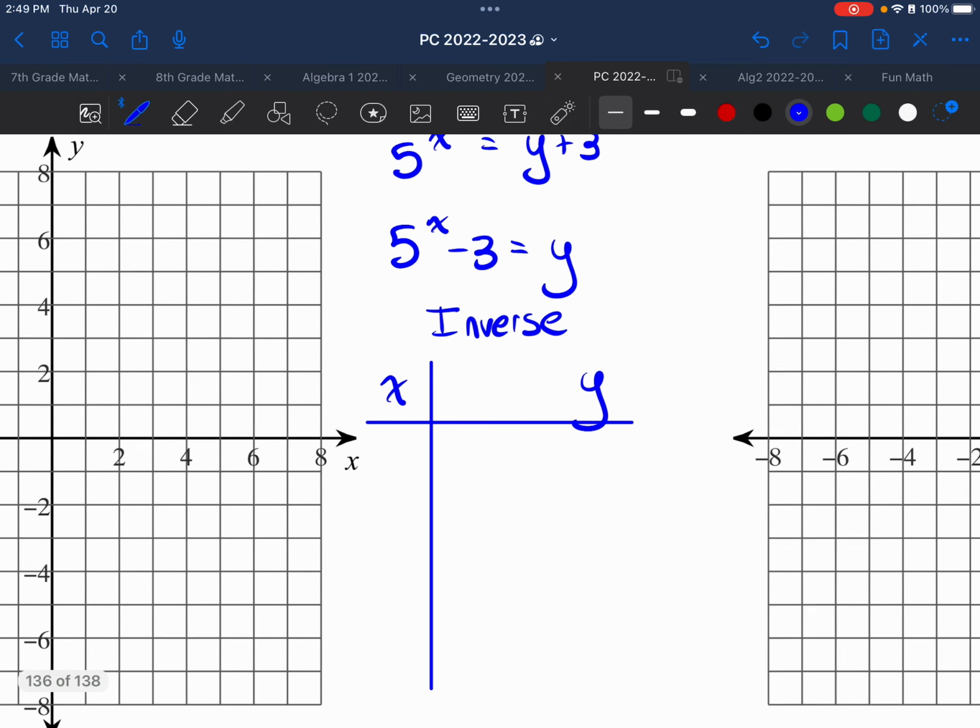So let's go ahead and start with 0. If I plug in 0, and I'm going to do some mental math here. I should show my work on the first one, then I'll do mental math from there. It's going to be 5 to the power of 0 minus 3, which is going to be 1 minus 3, which is going to be negative 2. From here, you can do mental math.